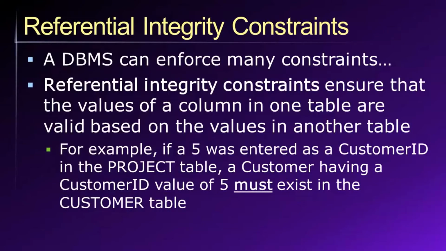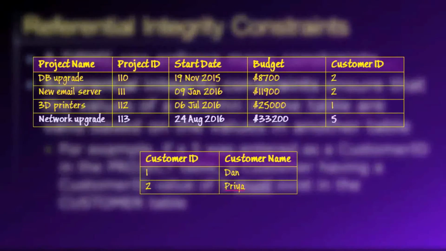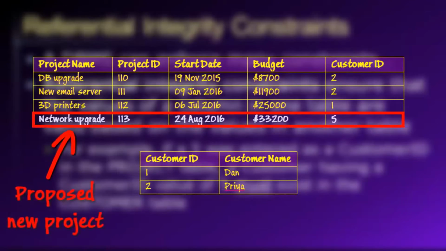Now, that's a very abstract way of trying to convey a simple concept. As an example, imagine that we have a customer table and a project table, and we are trying to enter information about a new project in the project table. And we specify that the customer ID that is associated with this project is customer number 5.